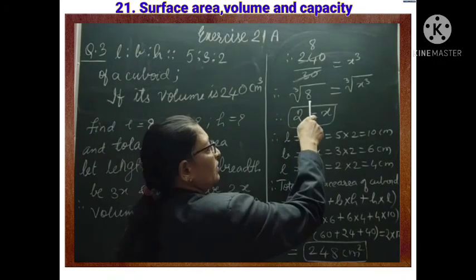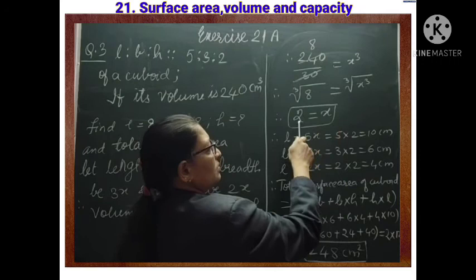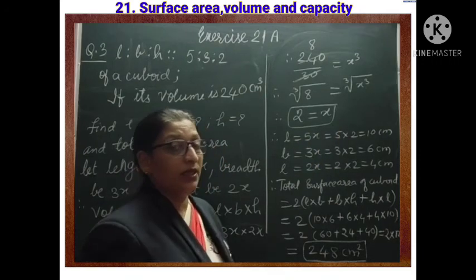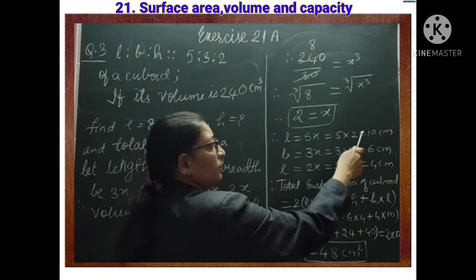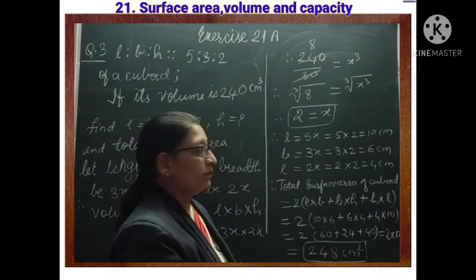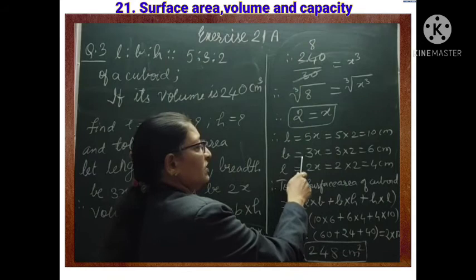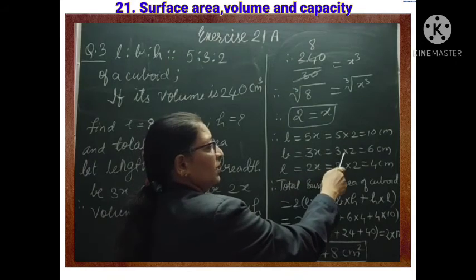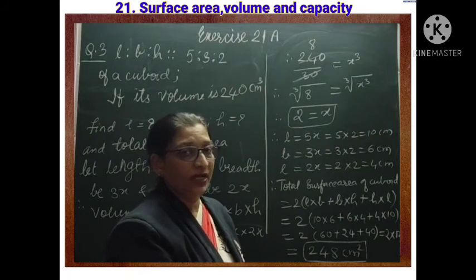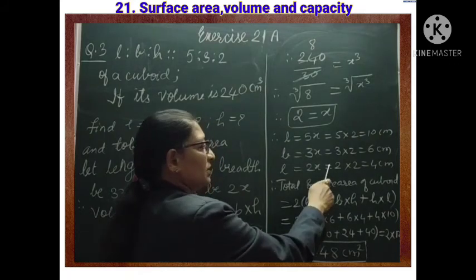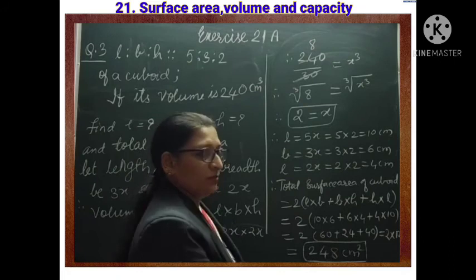Cube root of a is equal to cube root of x, that is 2. Hence, length is equal to 5x, 5 into 2, that is 10 centimeter. Breadth is equal to 3x, 3 into 2, 6 centimeter. While that of height is 2x, 2 into 2, 4 centimeter.